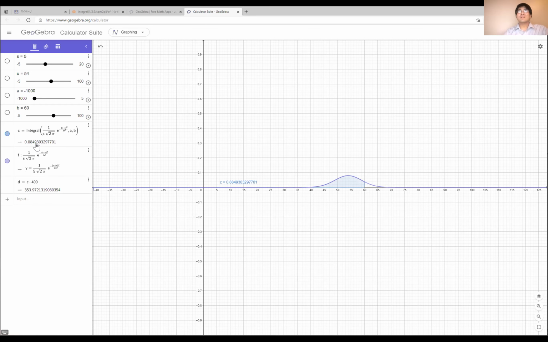That's going to give us a value of 0.88493 something. This is the area between negative 1000 and positive 60. The area under the curve, this blue part, is the probability that x is less than 60. So the answer is 0.8849. Let's make this negative 2000. Is it going to change any values? It does change slightly in a later digit, but basically 0.8849 seems to be the correct value for this problem.